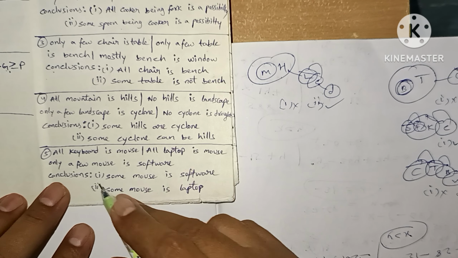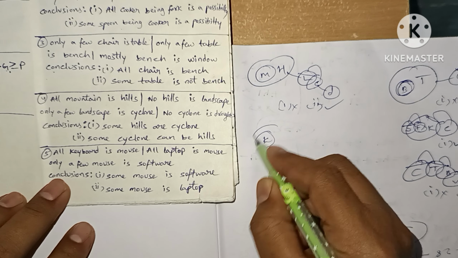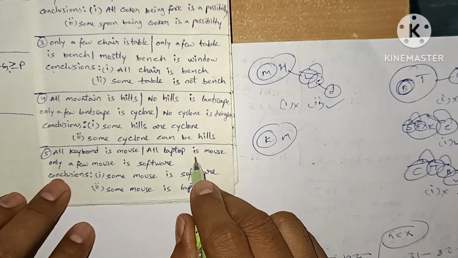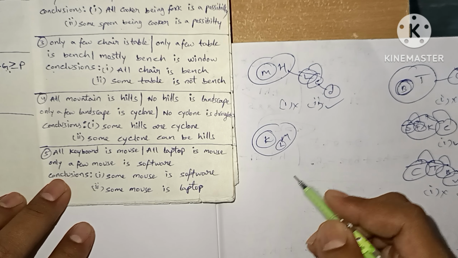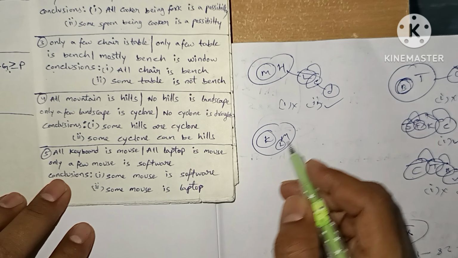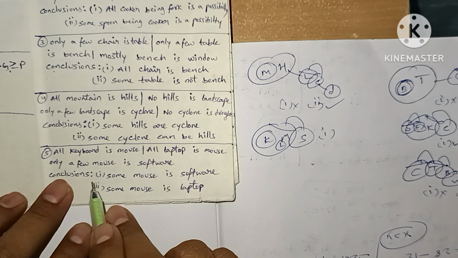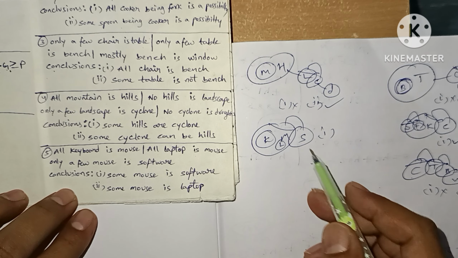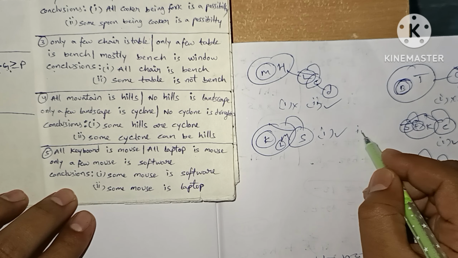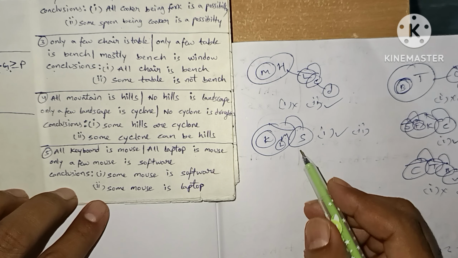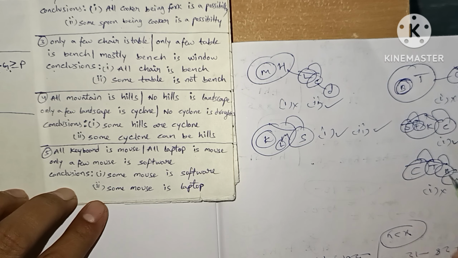Let's see. Fifth one. All keyboard is mouse. All laptop is mouse. Only a few mouse is software. Let's see conclusions. Some mouse is software. Some mouse is software as it is true. Some mouse is laptop. Some mouse is laptop as it is true.